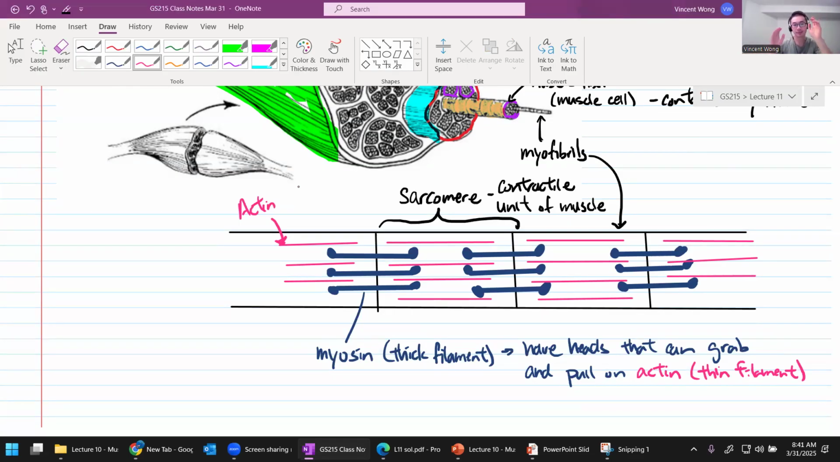Now, what happens? I'll write it out for you, but I'll go through the diagrams with you first. When we need to contract a muscle, calcium is going to be released. The calcium will allow a few things to happen, which I'll write down in a second. Ultimately, the release of calcium will allow the myosin over here to grab onto the actin. So this little head right here will grab onto the actin and pull in this direction. This head will also grab onto the actin, and then it will pull in this direction.